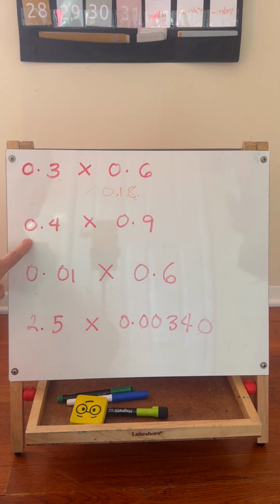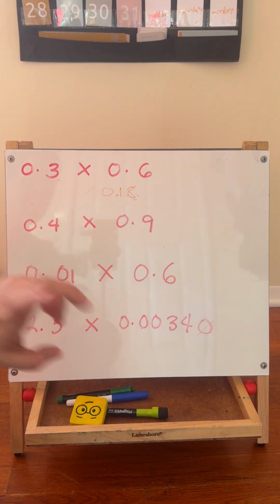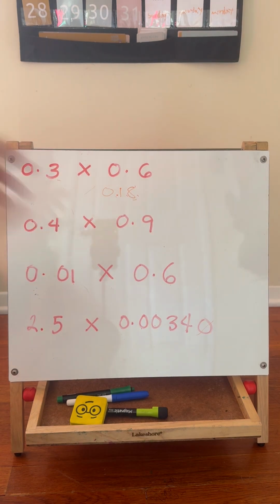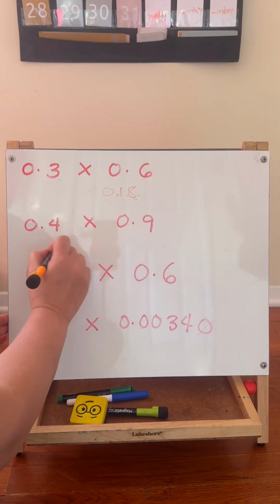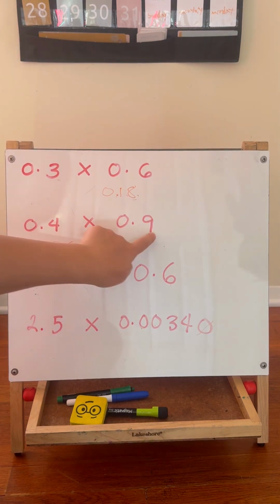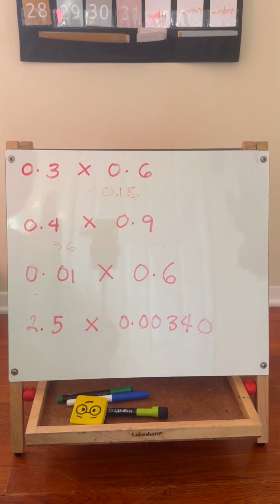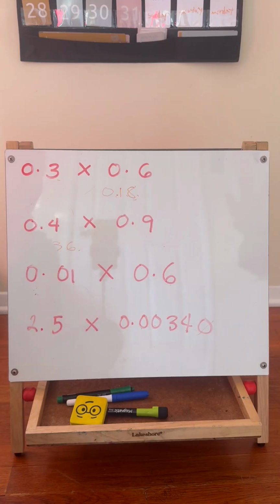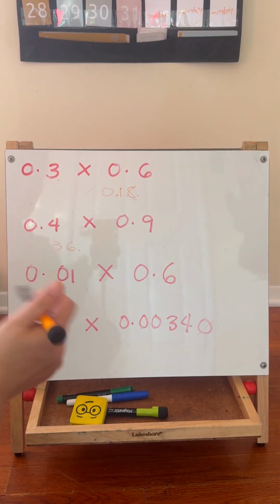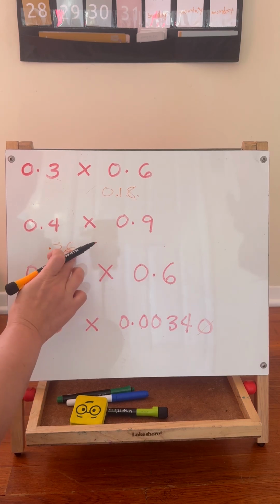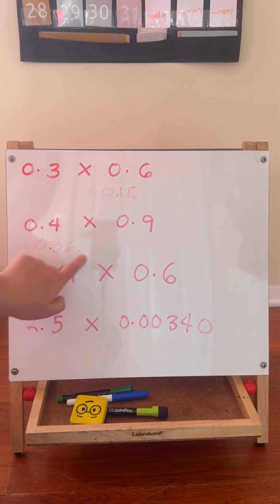Okay, let's go to the next one. 4/10 times 9/10. Ignore the decimal point and multiply as a whole number. 9 times 4 is 36. Okay, and then count how many decimal digits. 1, 2. Then move 2 places to the right or left? To the left. Beginning here at the product, move 2 decimal places. 1, 2, and then add the decimal point at the end. So the answer is 36 hundredths.